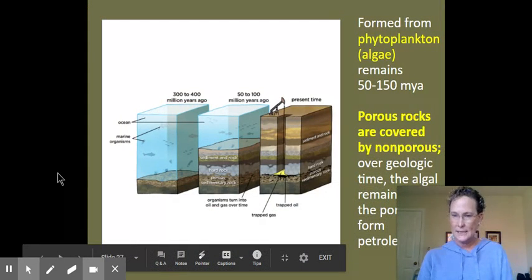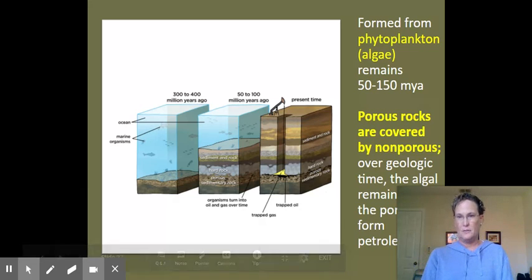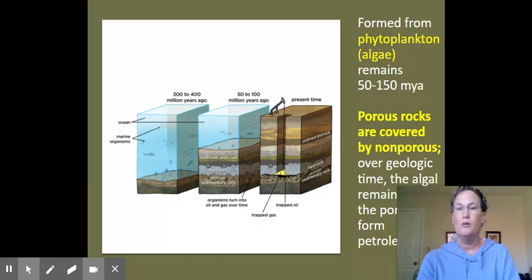Okay, so this is how oil is formed. Similar to coal, it's the same idea, but it's going to transform the dead organic matter into a different material. So instead of coal, you're going to get oil. And this is mostly formed from phytoplankton, from algae, from 50 to 150 million years ago.